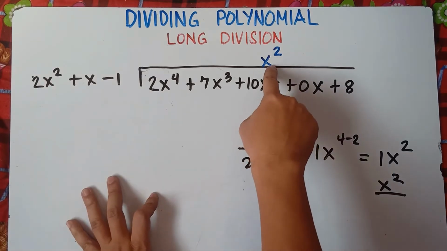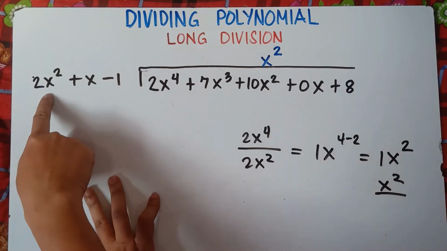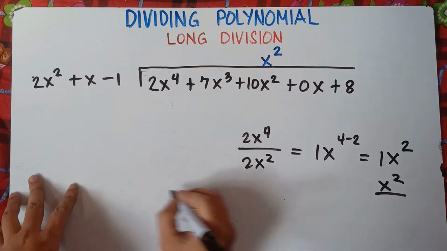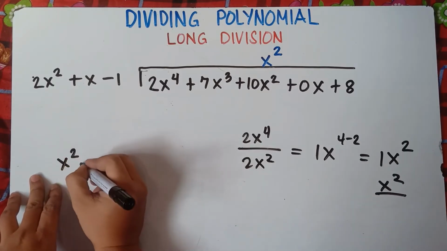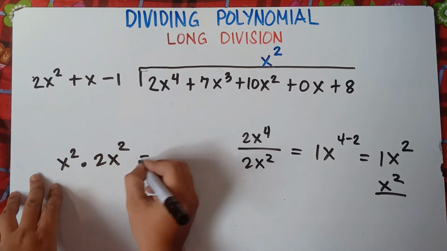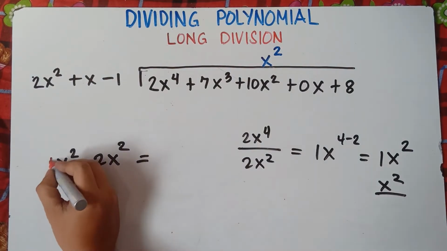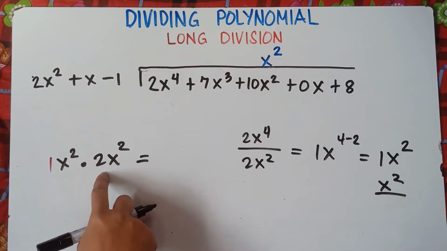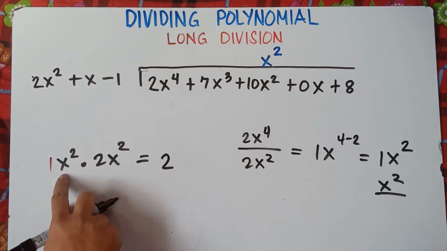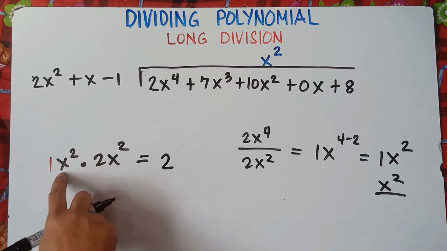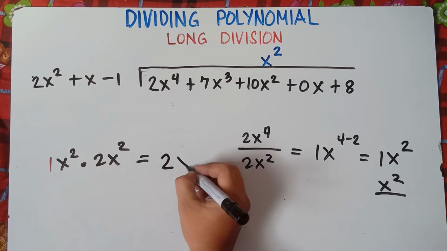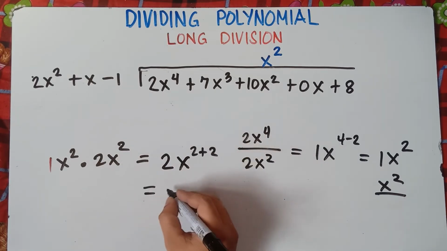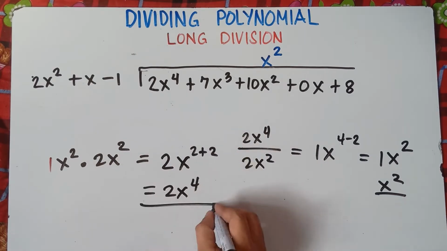Then you multiply, class. x squared times 2x squared. So once again, understood that there's 1 here. Now in multiplying, class, you multiply the numbers. 1 times 2 is 2. Then you multiply the x squared and x squared. Copy the base, copy x. Then you add the exponent, class. 2 plus 2, that is 4. So your answer is 2x raised to the power of 4.